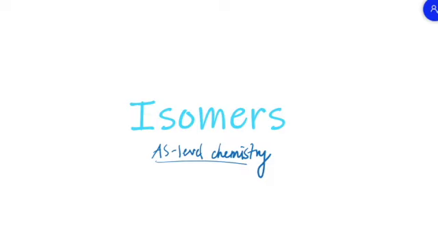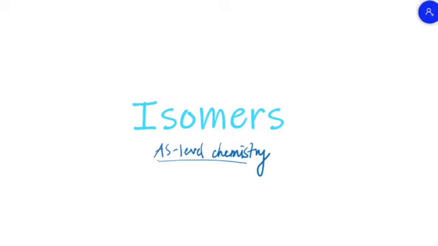So for AS, there are two main types that you need to know. There is structural isomerism and stereoisomerism. Under structural, there are three different types: positional, functional, and chain. And under stereoisomerism, there are also two different types. There are cis-trans or geometrical isomers and optical isomers.